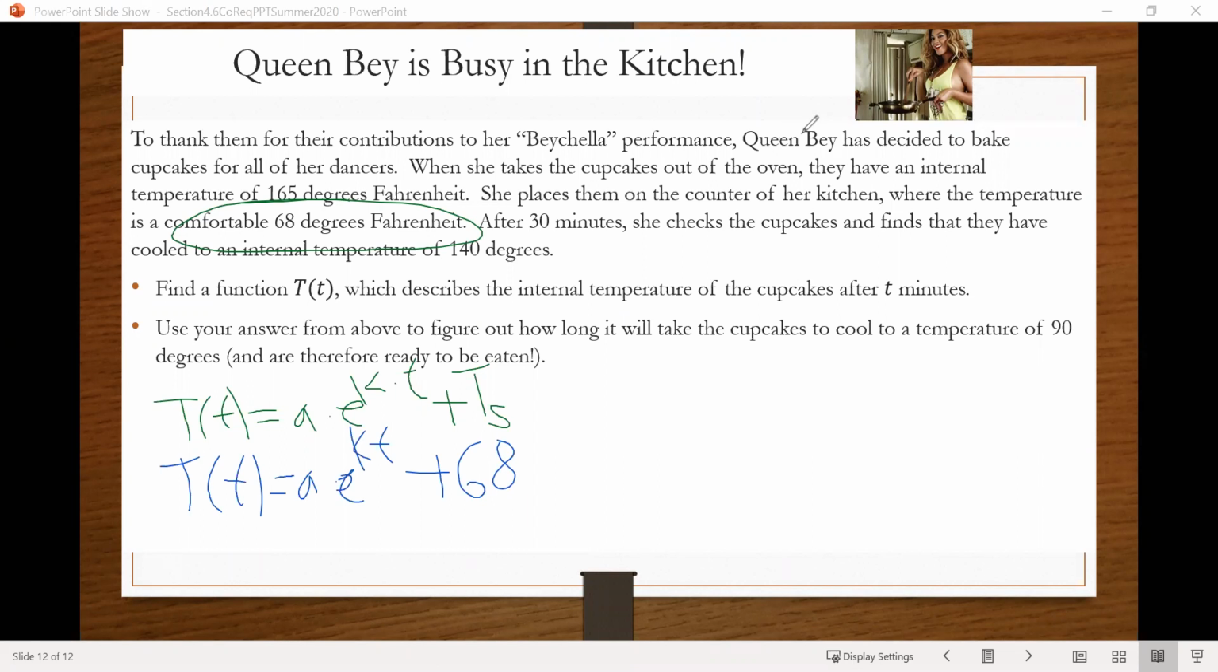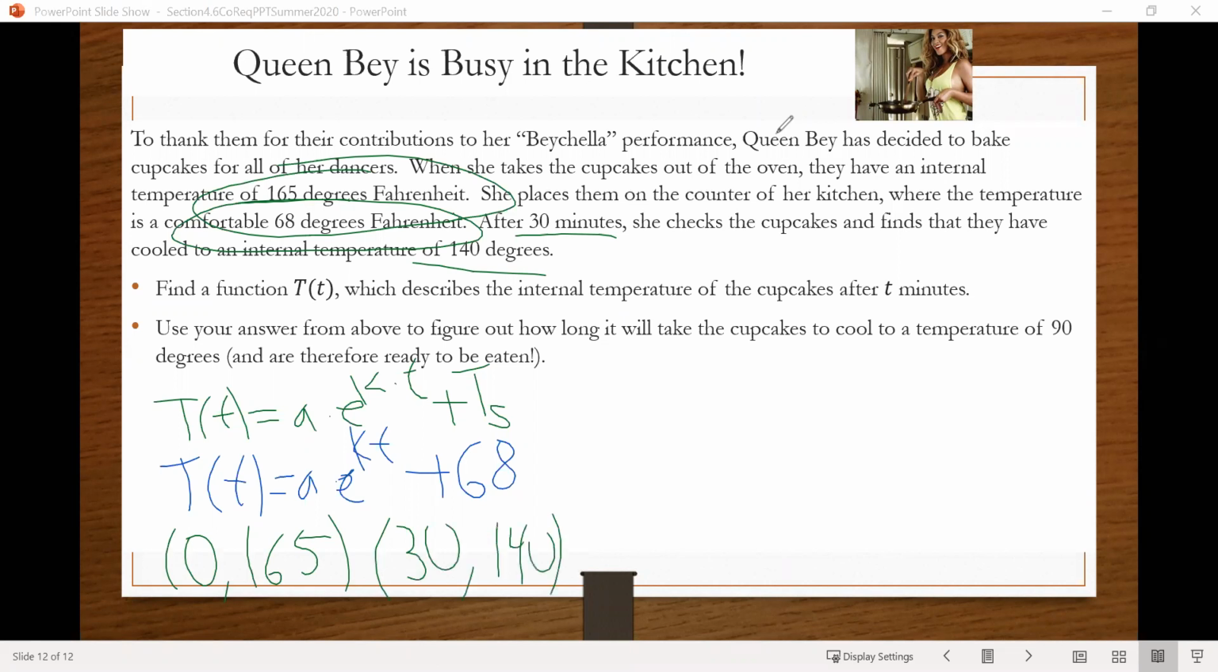And then notice that the other pieces of information were given. When she takes them out of the oven, they have an internal temperature of 165 degrees Fahrenheit. Which means at time 0, because that's when they come right out of the oven, the temperature is 165. So that would be kind of our starting point. We're also told that after 30 minutes, the temperature is 140 degrees. So 30 minutes and 140 would be another point. And we can use these to find the values for A and k.